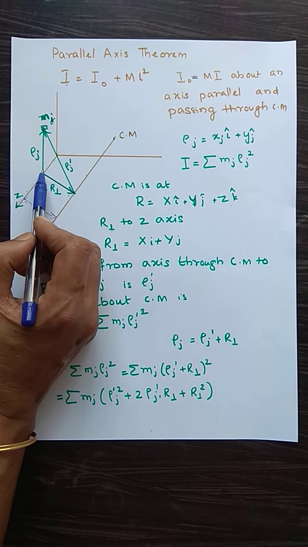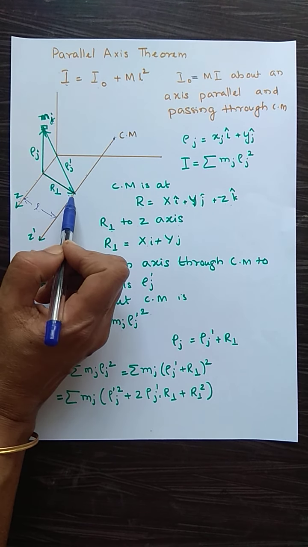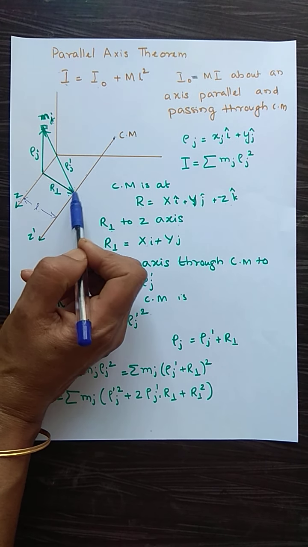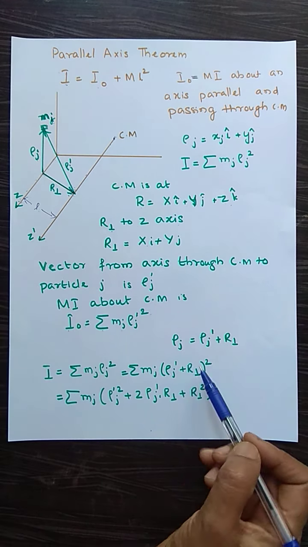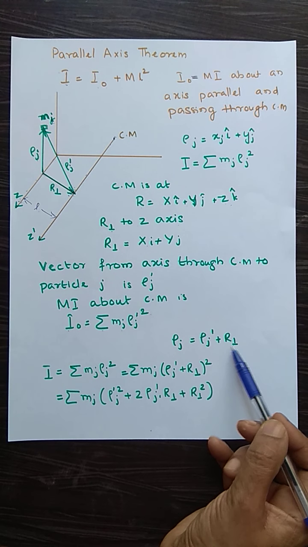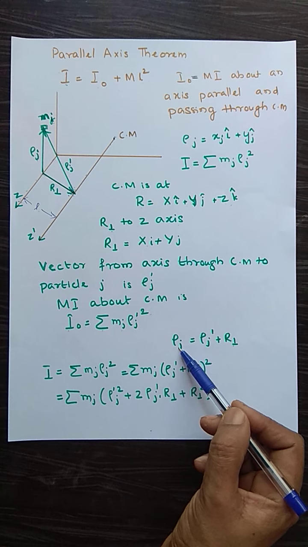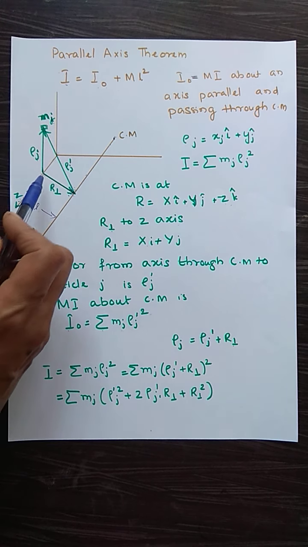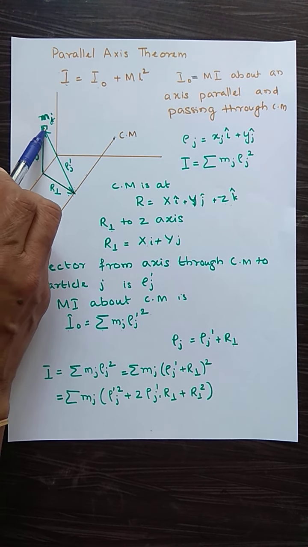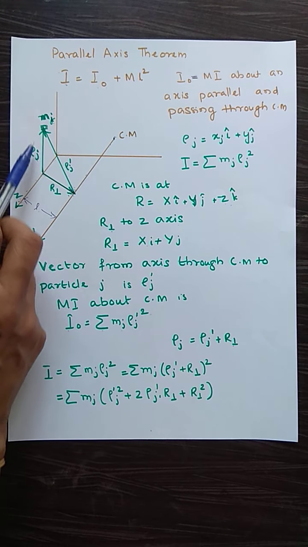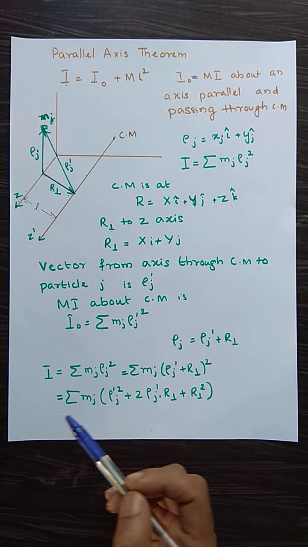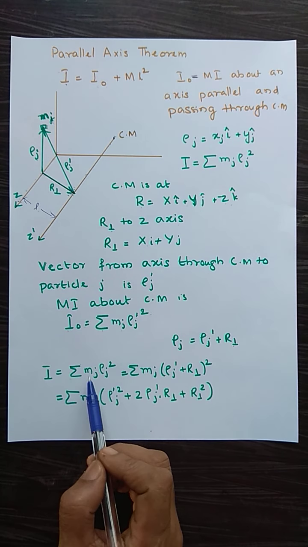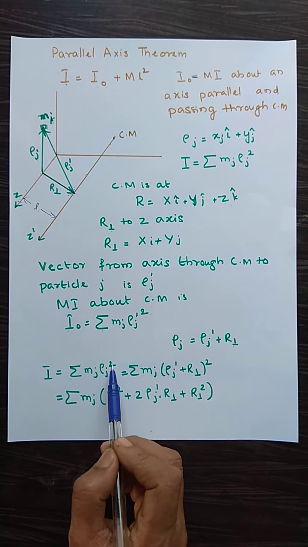You look at this vector. This is rho j in this direction. This is R perpendicular. This is rho j prime. So I can write R perpendicular plus rho j prime equal to rho j. Rho j prime plus R perpendicular equal to rho j. So the moment of inertia about z axis of the particle j will be mj rho j square. So to find out the total moment of inertia of this object about the z axis, you will be having to take sum over all such particles, that is sum over mj rho j square.